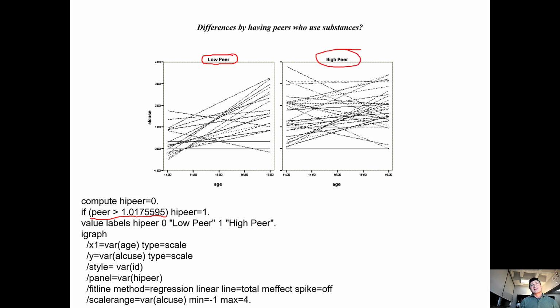Here we might see some effects. We probably see an intercept effect. Kids who have peers that drink more seem to be already starting off drinking more at age 14. So we'll see what happens when we do the analysis.